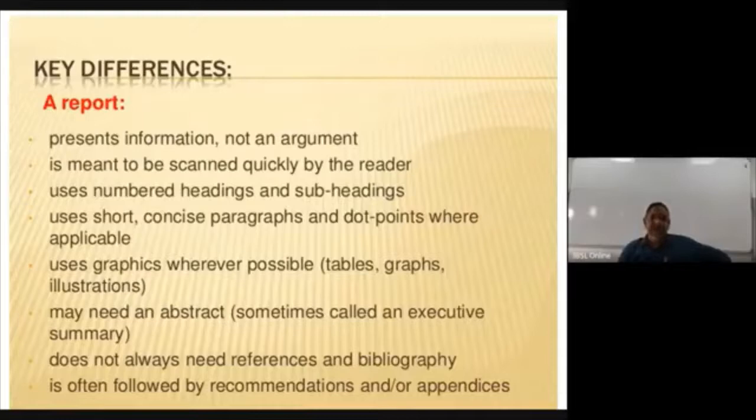Use graphics wherever possible: tables, graphs, illustrations. When you get information from somewhere, present it along with that. That will help the reader stay attracted to reading the project report.